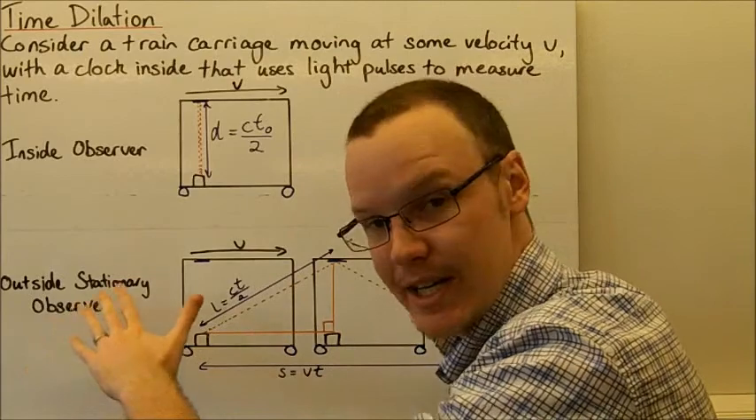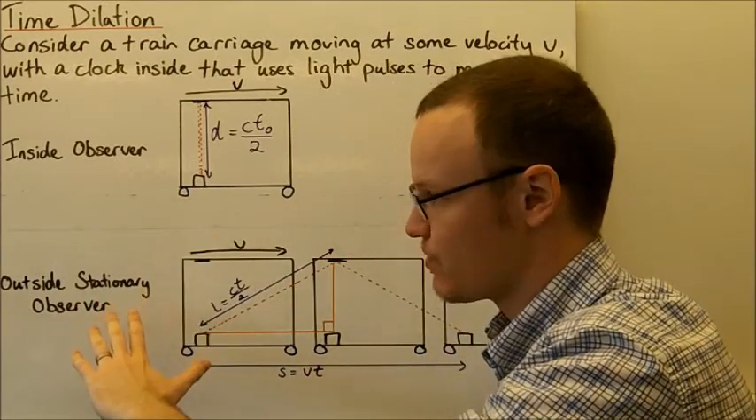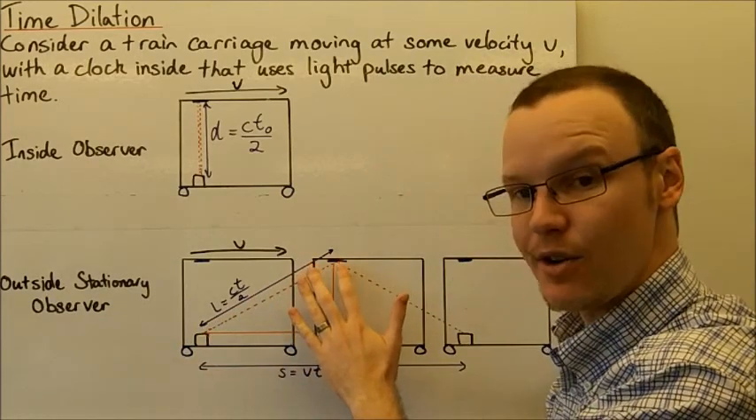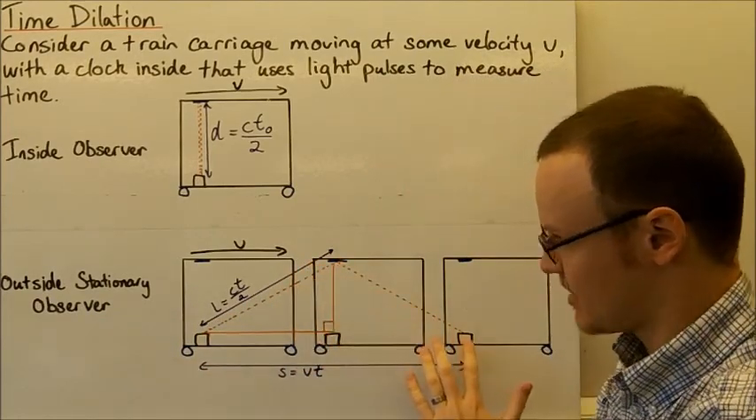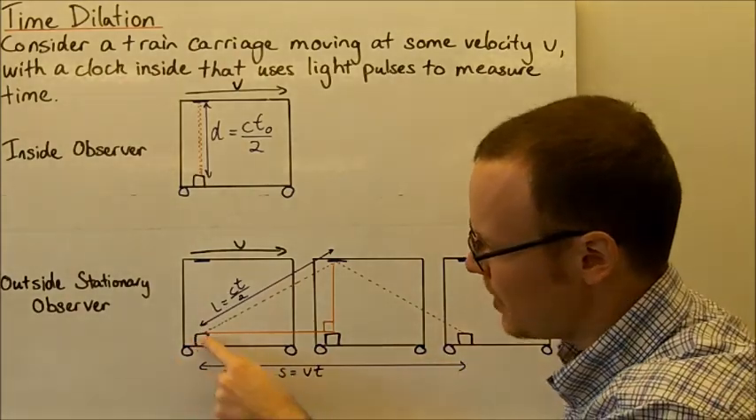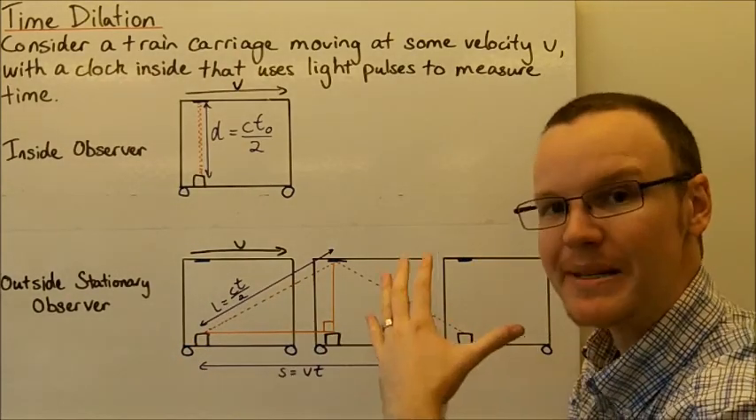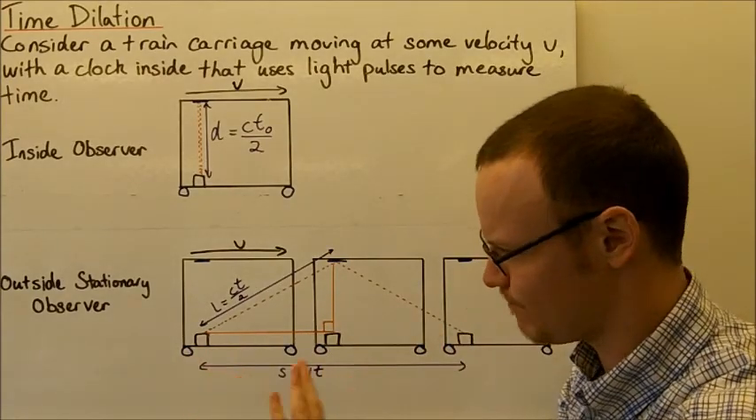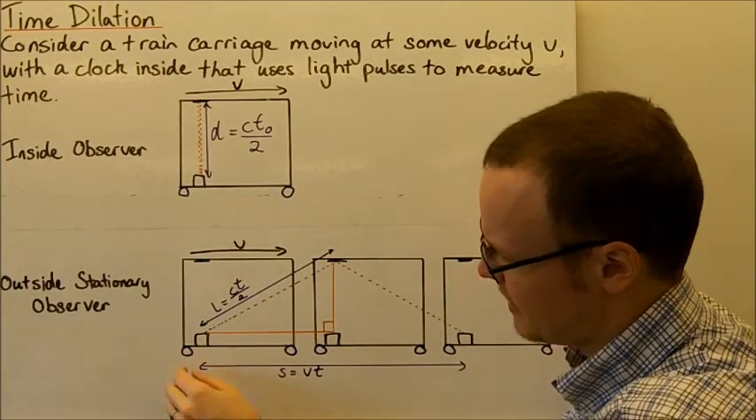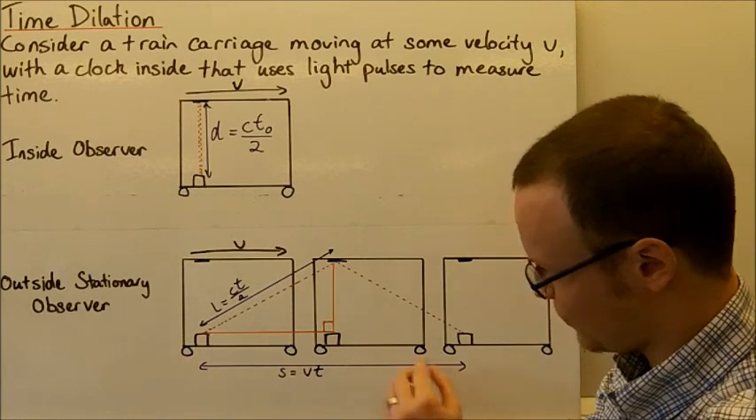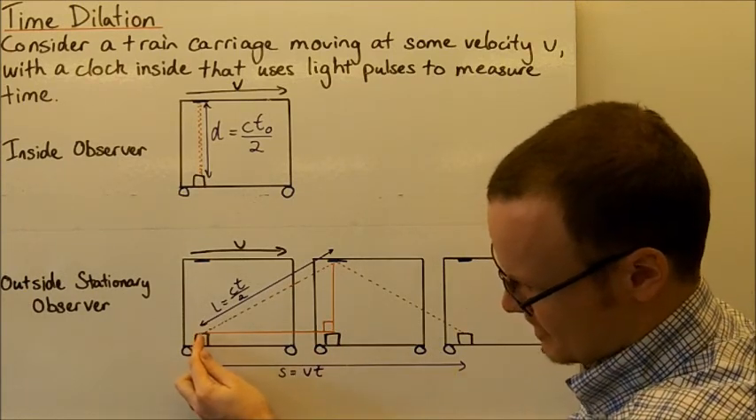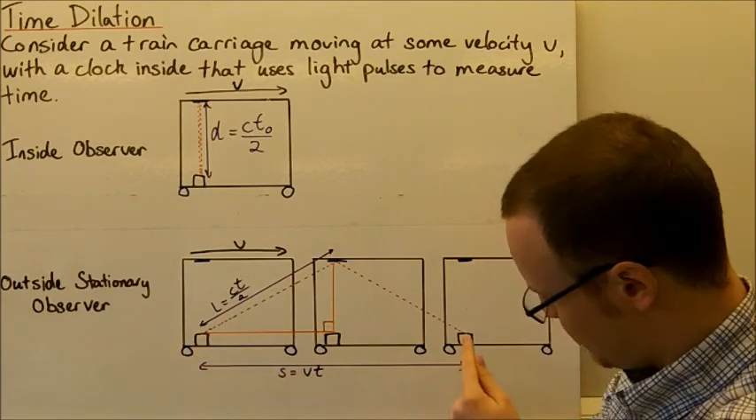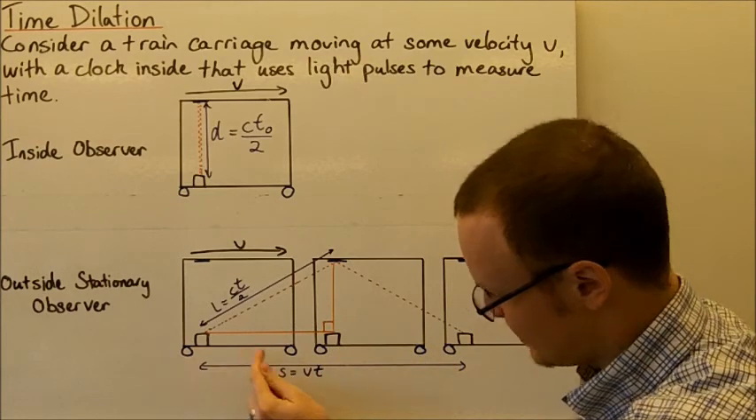Now looking at an outside, stationary observer, the light is emitted from the emitter, reflected off the ceiling, and then detected back in the detector. The time it takes for that to occur is going to be t, without the zero notation. During this time, the carriage has moved along, so the distance between where the light is emitted from and where it is detected is this distance here.